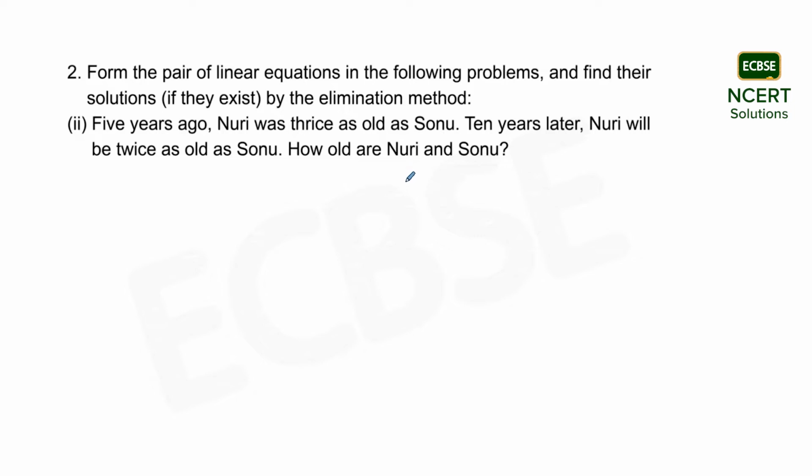So in this question, the comparison has been made between the ages, that is present age, past age, as well as the future age of Sonu as well as of Nouri. So in order to solve this question, let Nouri's present age be X and Sonu's present age be Y.